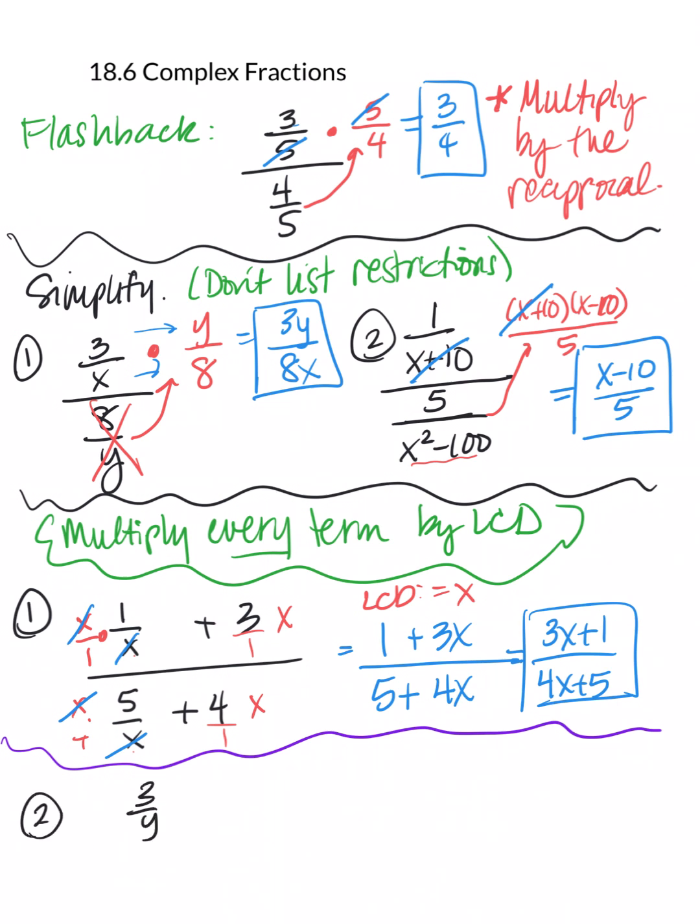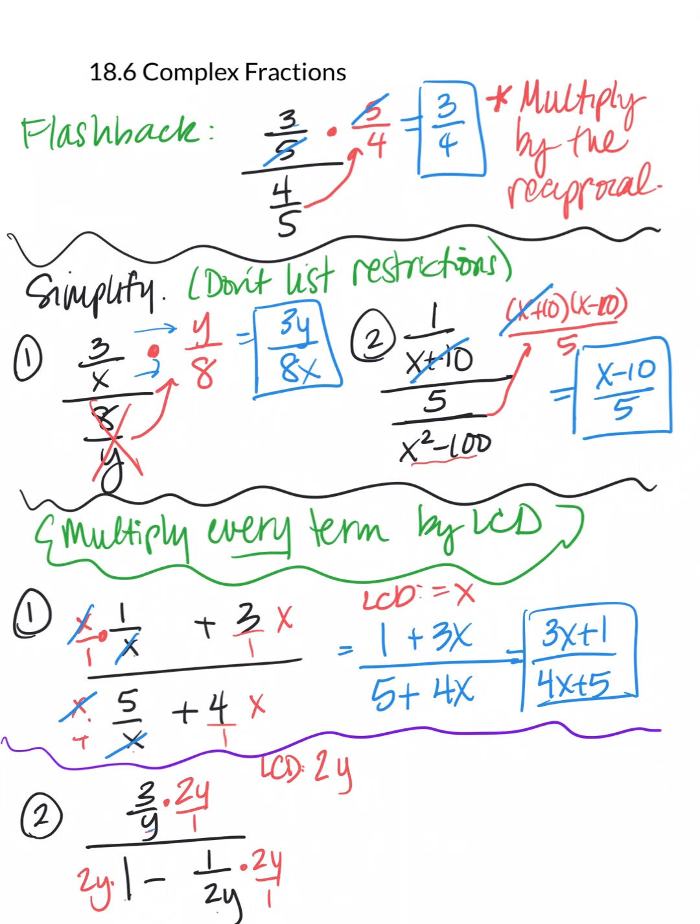3 over y divided by 1 minus 1 over 2y. What is our least common denominator going to be here? Well, we need at least a y, but look at this. The 1 has a denominator of 1, and this one has a denominator of 2y. So we know it has to be a 2y. So I'm going to multiply every term by 2y over 1, or just 2y.